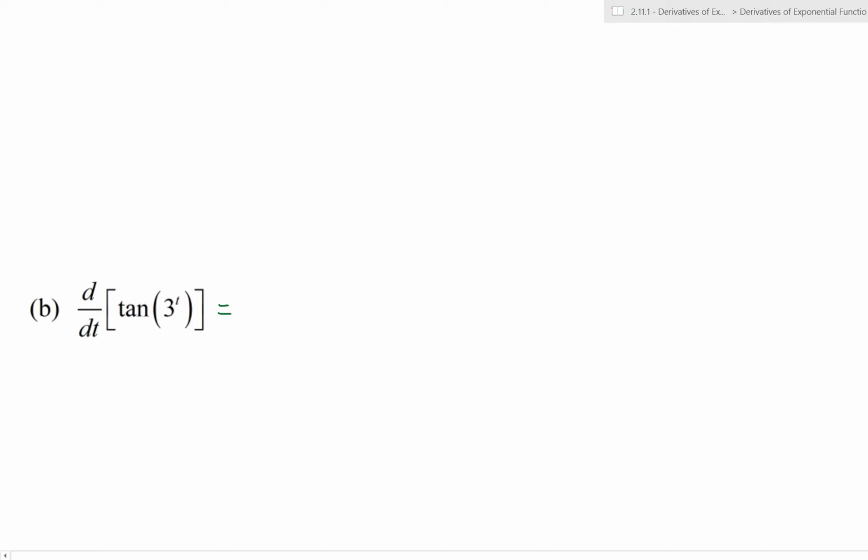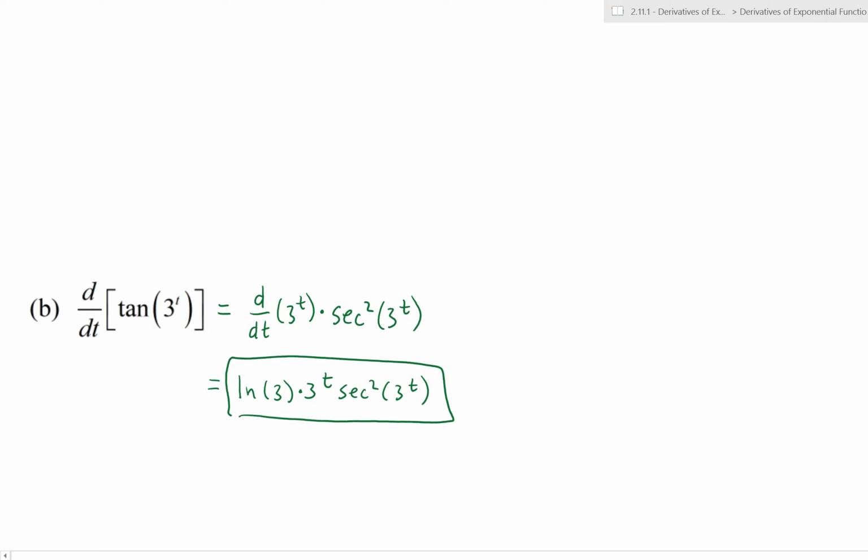Well, this is a chain rule. Tangent of a function, so that means I've got to differentiate with respect to t, 3 to the t. That's the derivative of the inner function with respect to t. The derivative of the outer function is the derivative of the tangent function, which gives us a secant squared function, and leave that inner function. Finally, here's our derivative of our exponential part. Derivative of 3 to the t with respect to t is natural log of the base, natural log of 3, times the exponential function 3 to the t, times here secant squared of 3 to the t. And there you go. Another example.